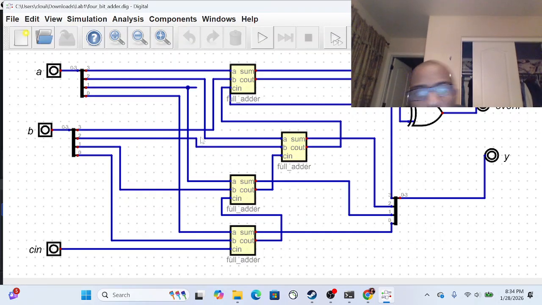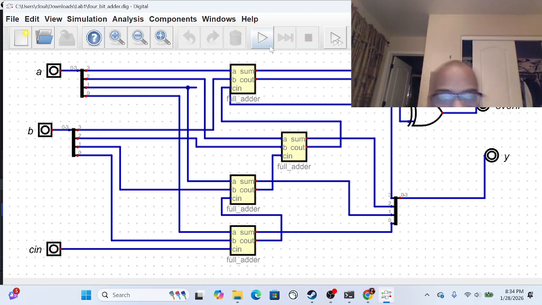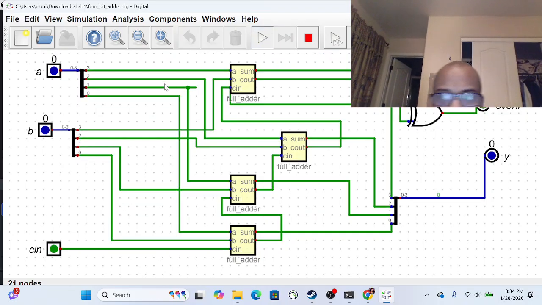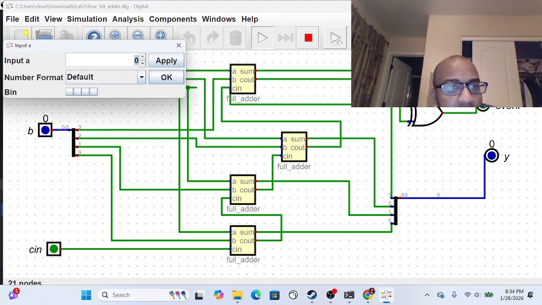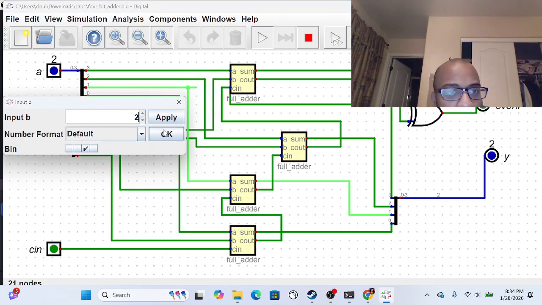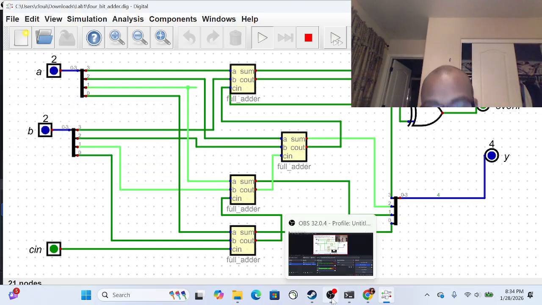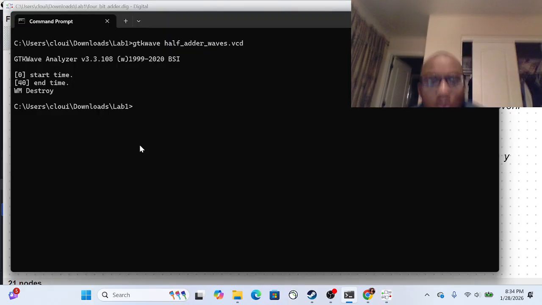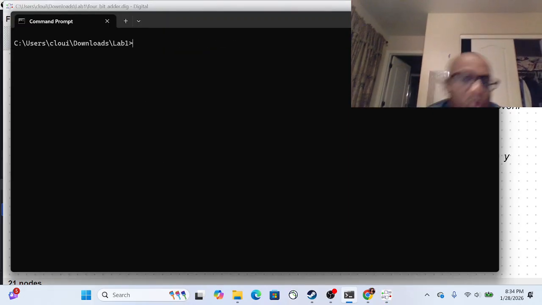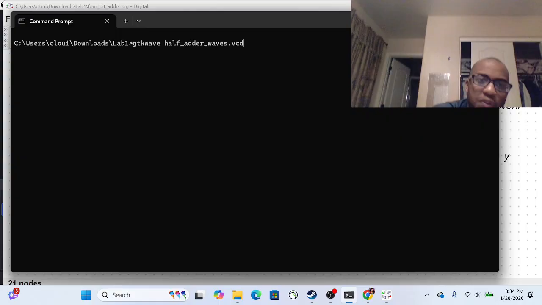This is the 4-bit adder, which works by adding 4-bit numbers. For example, if I do 2 plus 2, it outputs 4, and we're going to quickly show off the waveforms for the 4-bit adder.